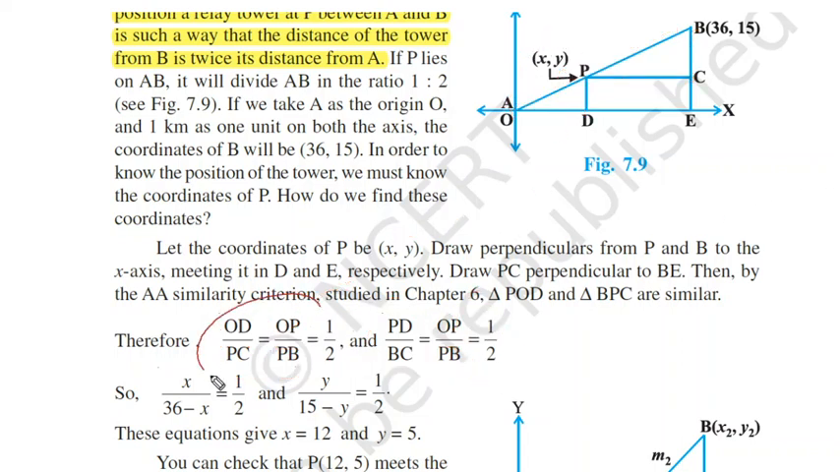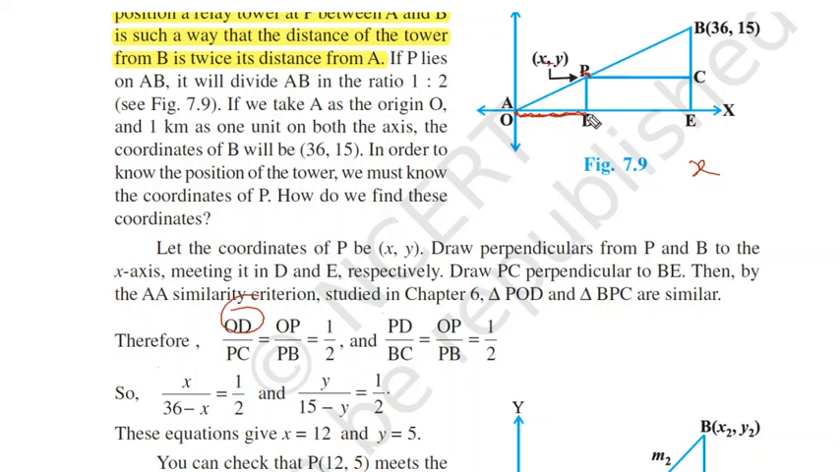Now from this statement we will move to here, and we will simplify this. I am solving this section here. You can see OP by PB is equal to OD by PC. So we take OD. What is the length of OD? The length of OD is x, because at point P the x coordinate is x.